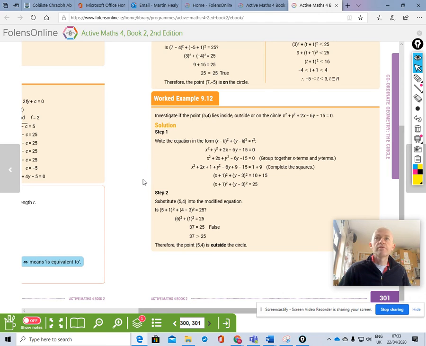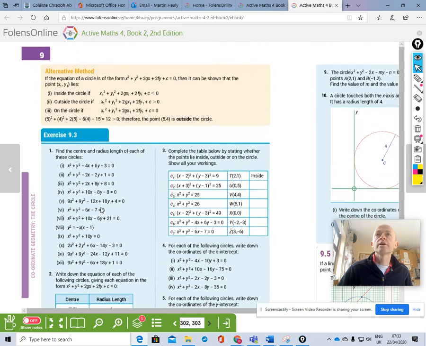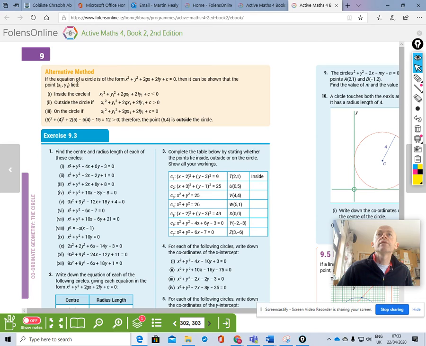Now, to me, the method used here is quite elaborate. I am pretty confident most of you will go with the option on the next page, which is as follows. You basically sub in 5, 4 into the equation, that is subbing 5 in for x, everywhere x is, and 4 everywhere y is. We'll have a quick look here at what it should look like. So if the equation of a circle is in that form there, then it can be shown. So they sub it in there. You get an answer of 12, which is greater than 0, so therefore it must be outside the circle.